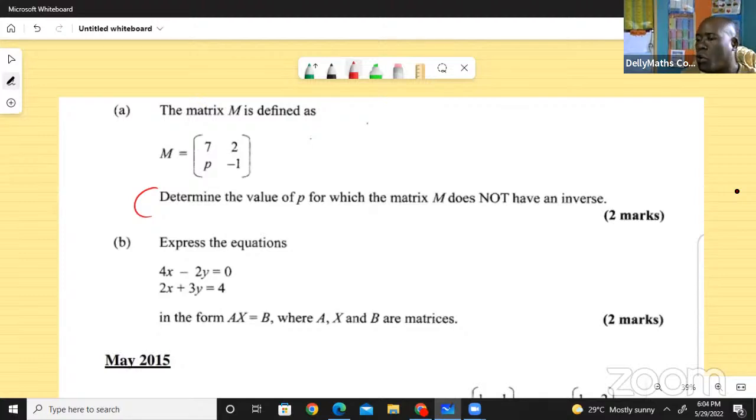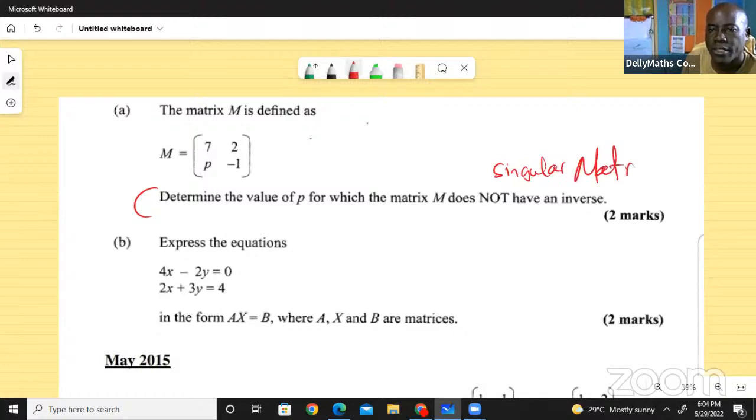We need to understand what it means when a matrix does not have an inverse. It simply means that we're talking about a singular matrix. So it is a singular matrix that does not have an inverse, and what a singular matrix says is that the determinant of that matrix must be equal to 0.